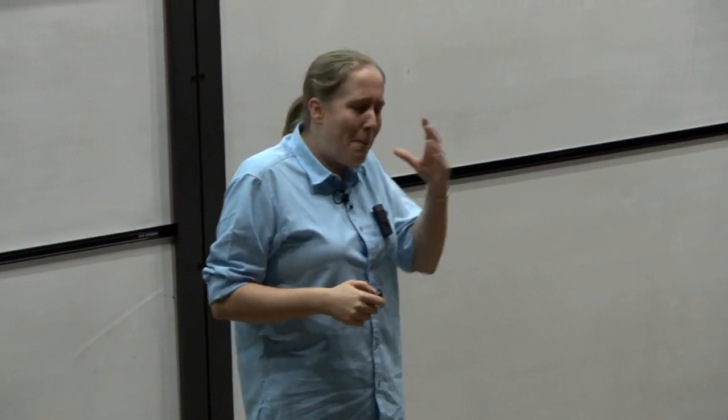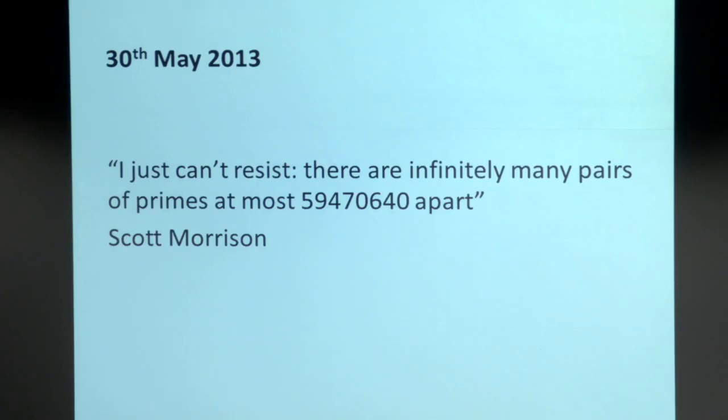So people started trying to improve on this. And this really started in public. A couple of people started writing papers, but it really took off when Scott Morrison wrote a blog post called "I just can't resist. There are infinitely many pairs of primes, at most 59,470,640 apart."